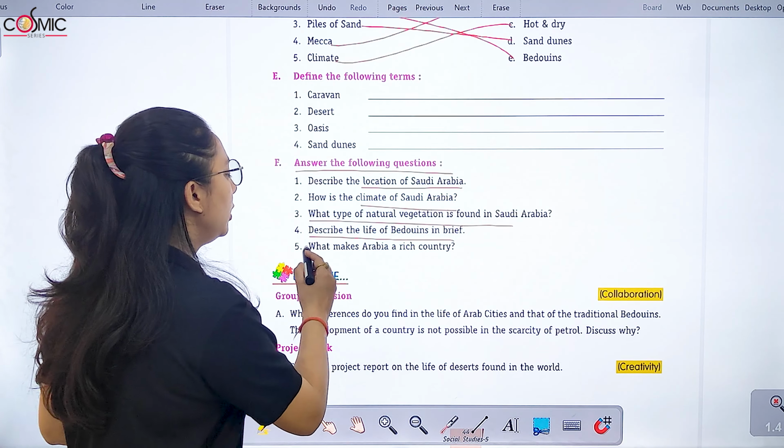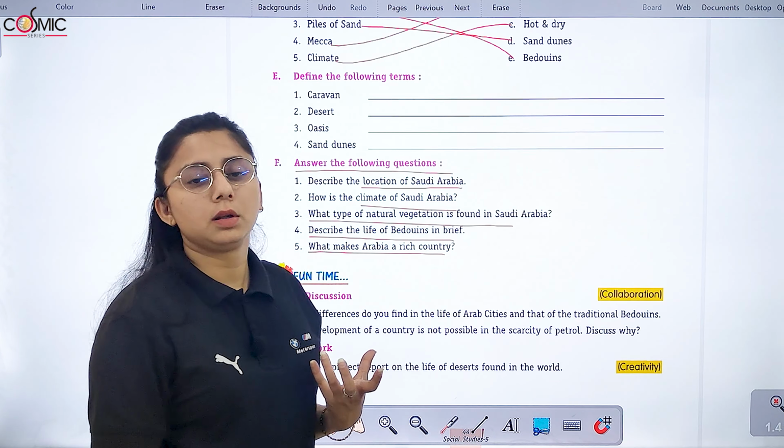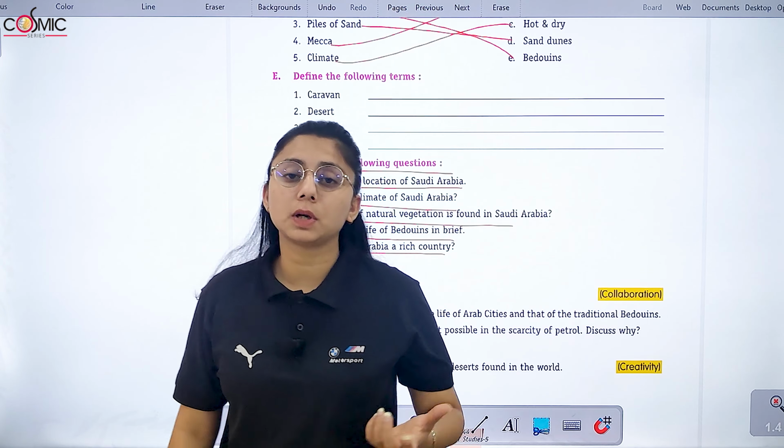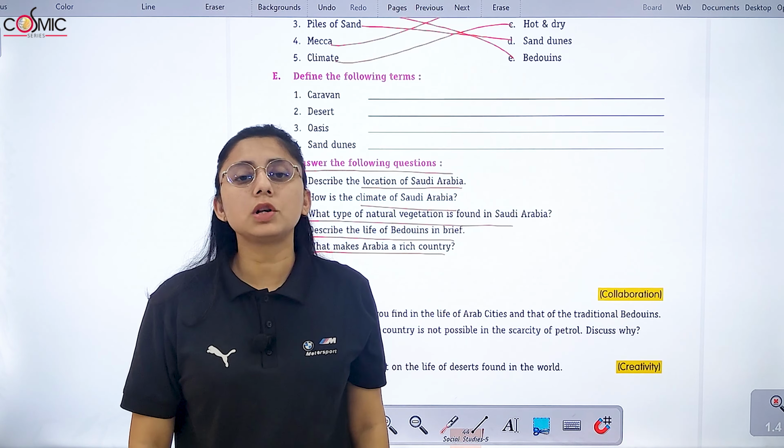Describe the life of Bedouin and what makes Arabia a rich country. It is a producer of petroleum. That's why it's a rich country.